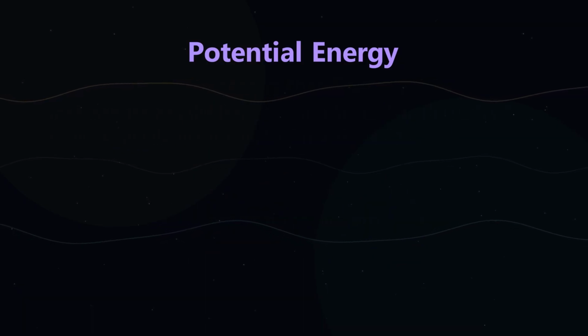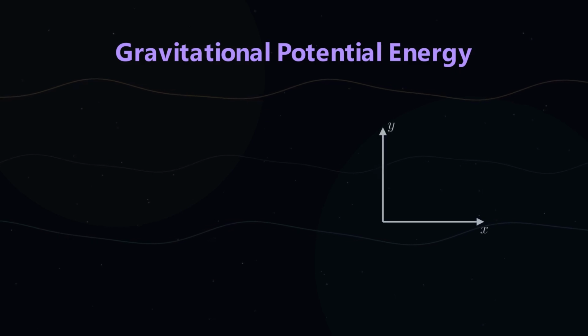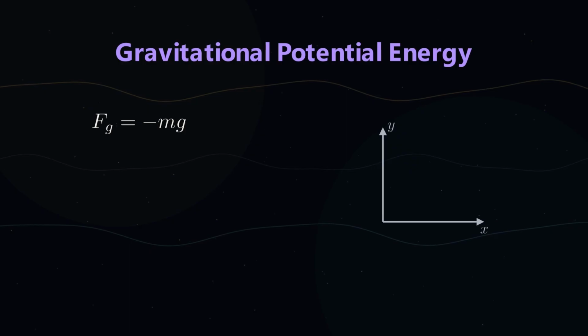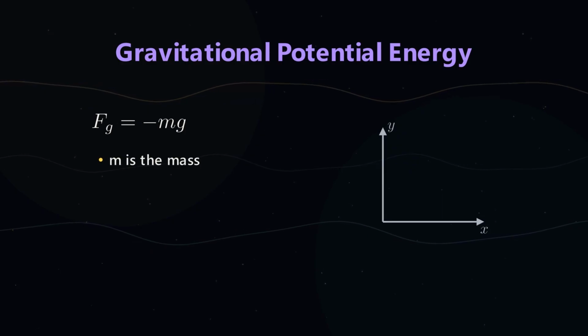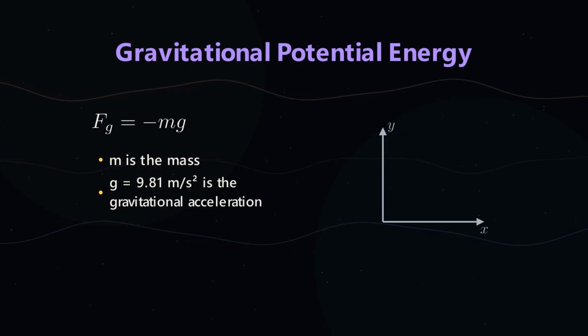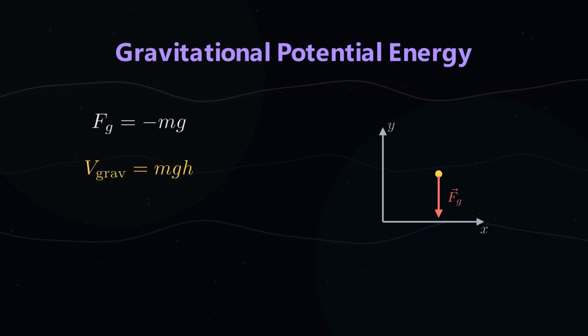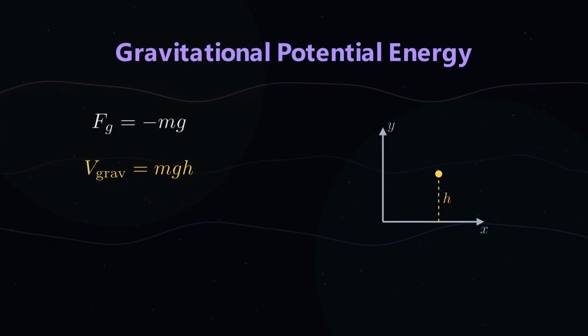The simplest example is gravity near the surface of the Earth. If we choose the vertical direction upward, the gravitational force can be written as F equals minus mg, where m is the mass of the body and g is the gravitational acceleration near the surface of the Earth, approximately 9.81 meters per second squared. The minus sign tells us that the force points downward. To this force, we associate the gravitational potential energy, V equals mgh, where h is the height of the body measured from a reference level.